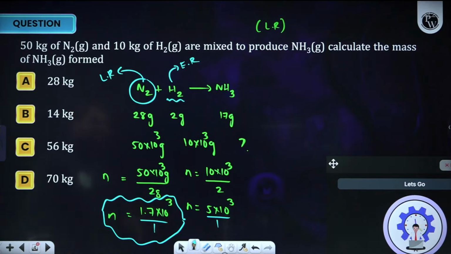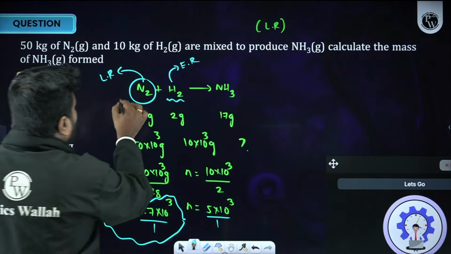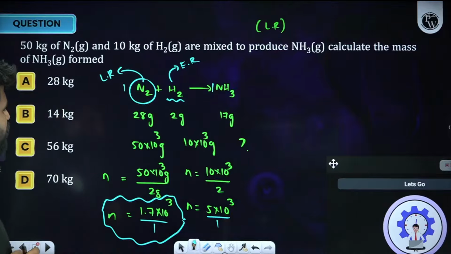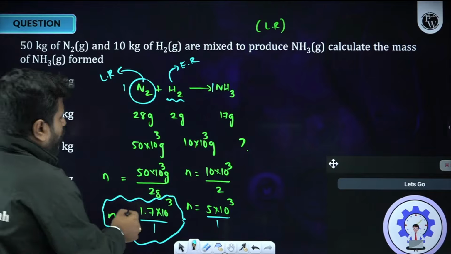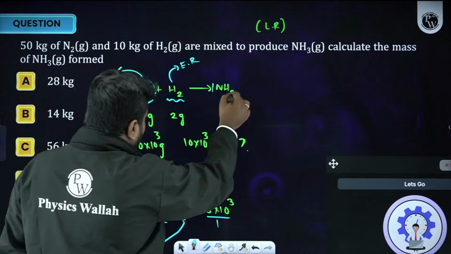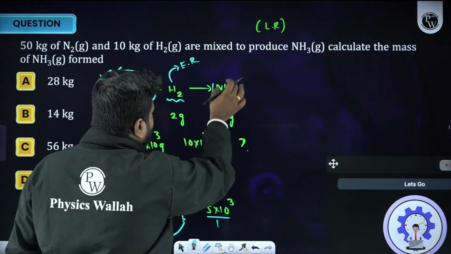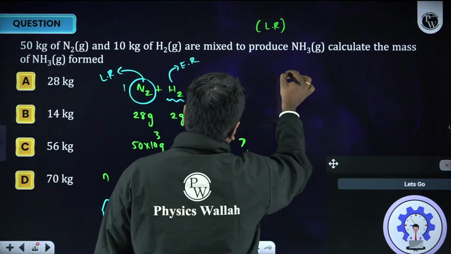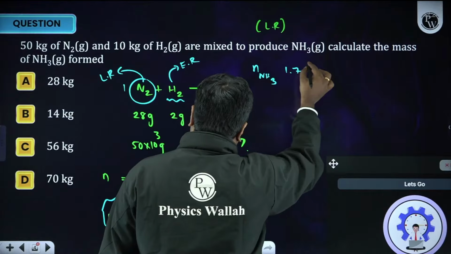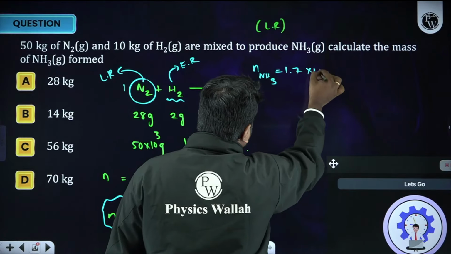Now, how many moles are we actually getting here? 1 mole of N2 will give 1 mole of NH3. But in the question, how many moles are we taking? 1.7 into 10 to the power 3 moles will give 1.7 into 10 to the power 3 moles of NH3. So from the stoichiometric equation, the number of moles of NH3 is 1.7 into 10 to the power 3 moles.